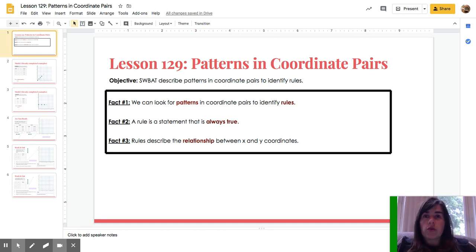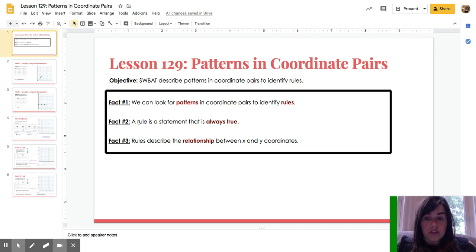So you've been working with patterns and rules for a really long time, ever since you were little. Think of counting by twos, that's a pattern. Think counting by fives, that's a pattern. Think of when you're in kindergarten and they say red, blue, red, blue, red, blue, that's a pattern. We're going to do the same thing, but we're going to look for the patterns in the coordinates on the grid. So fact number one, we can look for patterns and coordinate pairs to identify rules.